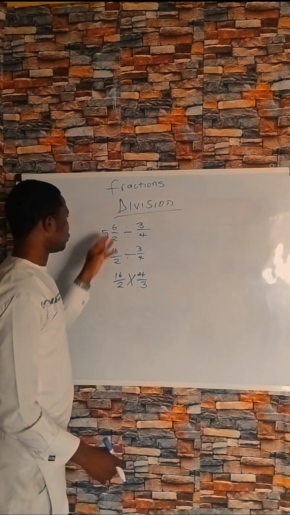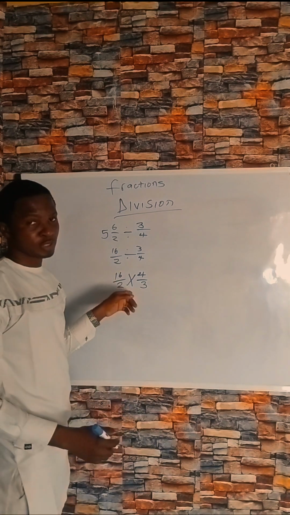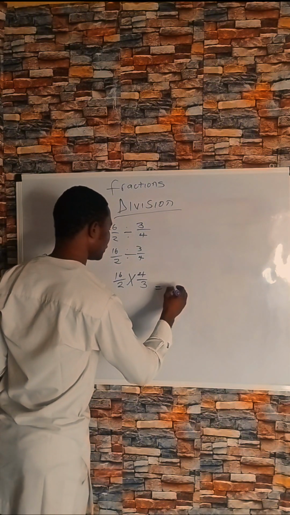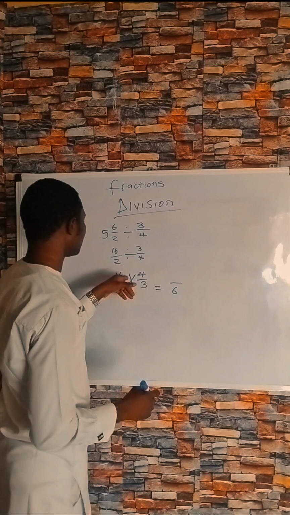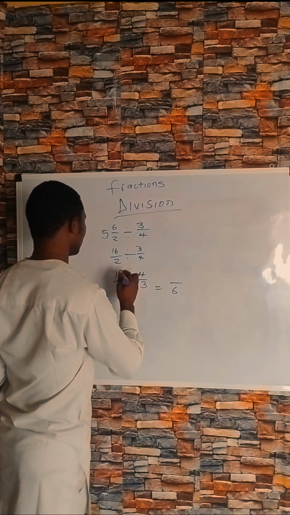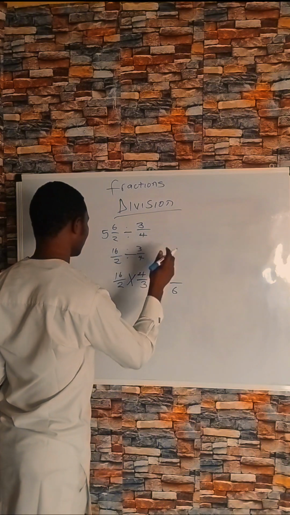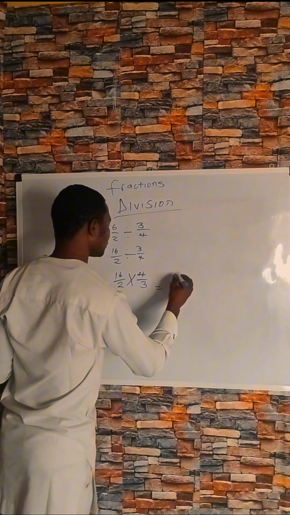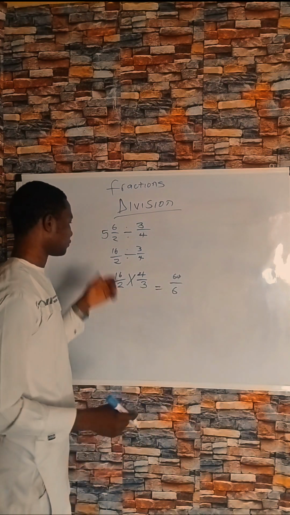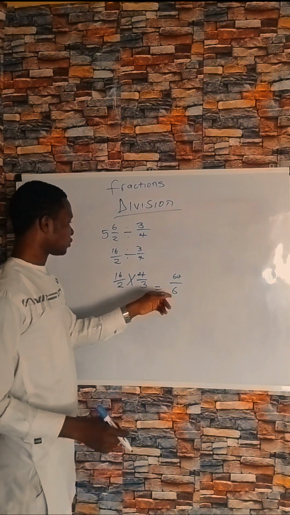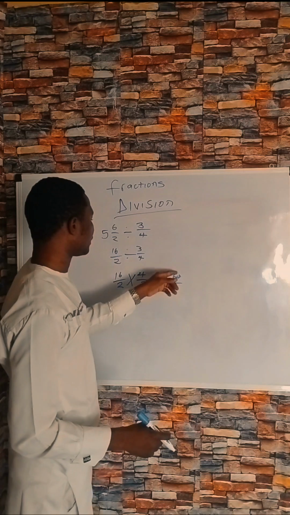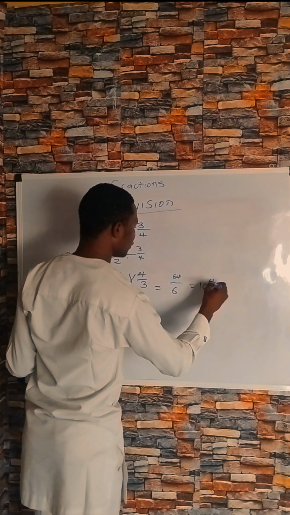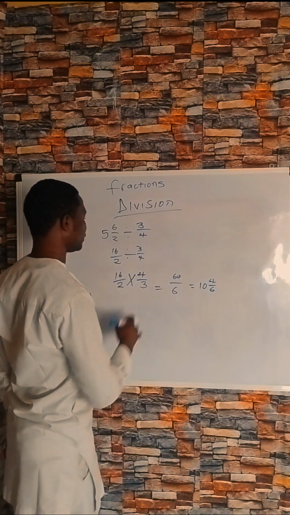So when you do that, you apply the same process of multiplication. It becomes 3 times 2 equal to 6. And then 16 times 4: 6 times 4 is 24, 10 times 4 is 40. Add it together, you get 64. So this becomes your answer. To further simplify this, 6 into 64 gives you 10 whole number 4 over 6. So this is the final answer.